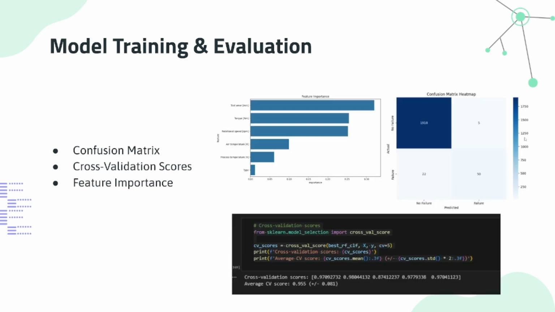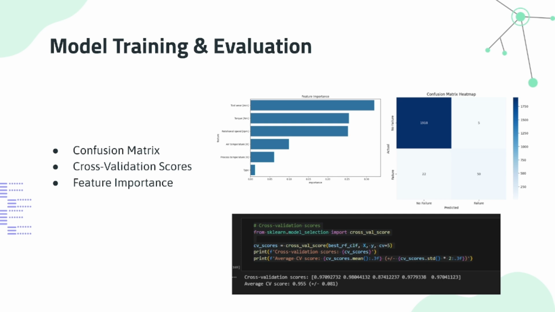So for the confusion matrix, here we have 19, 18, 5, 22, and 50. So this indicates that the model was able to capture non-failure and failure types pretty well, but there are still some cases of false positives and false negatives, which can indicate that the model still has more capacity to improve.